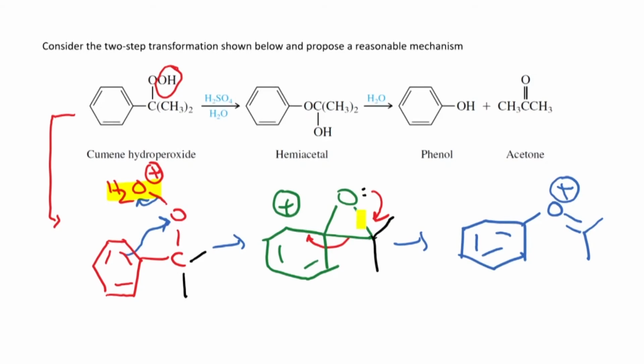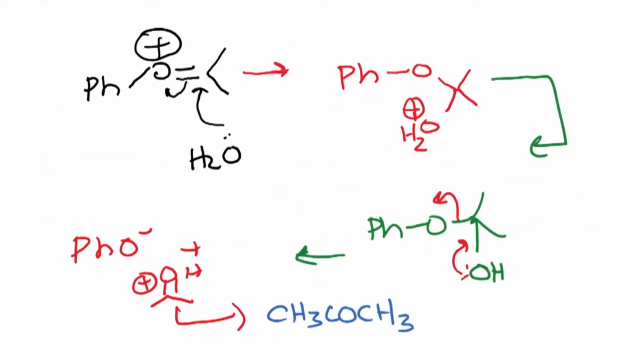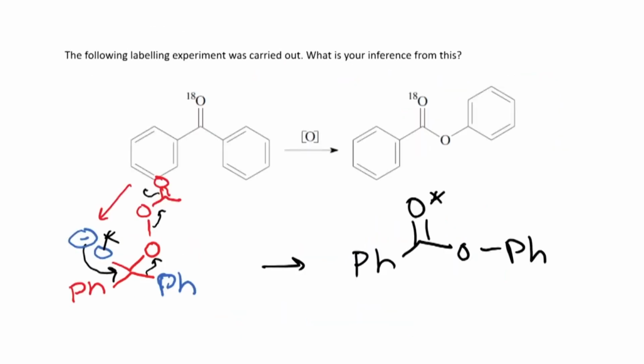And now this oxygen can donate its lone pair and form a carbonyl type intermediate, regenerating the benzene ring. Now this intermediate, which I've redrawn here, is susceptible to attack by water. It generates the hemiacetal as shown here, and further breakdown of the hemiacetal gives you the acetone and phenol. Moving on to the next problem.